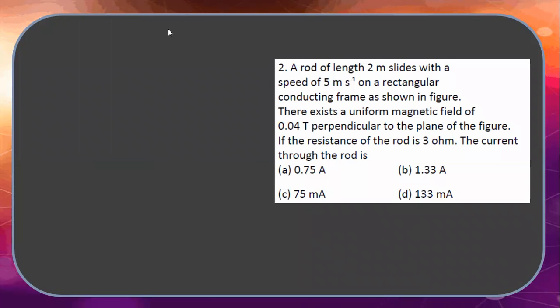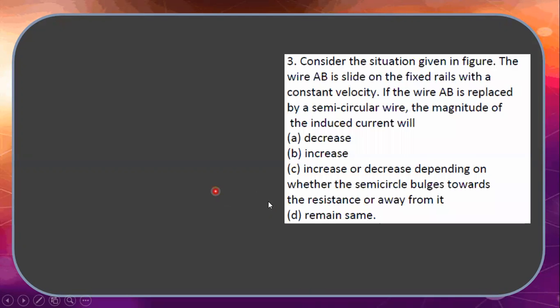A rod of length L equal to 2 meters slides with a speed of 5 meters per second on a rectangular conducting frame as shown. That diagram, I didn't keep it. I have to keep the diagram. Then consider the situation given in the figure. This is also a diagram I didn't keep.